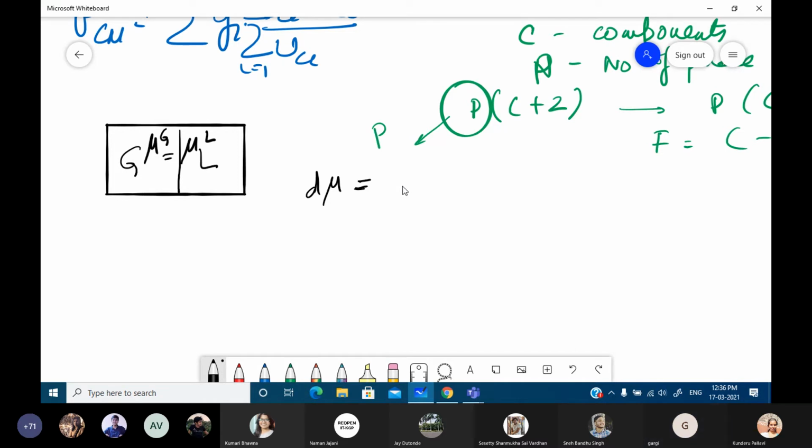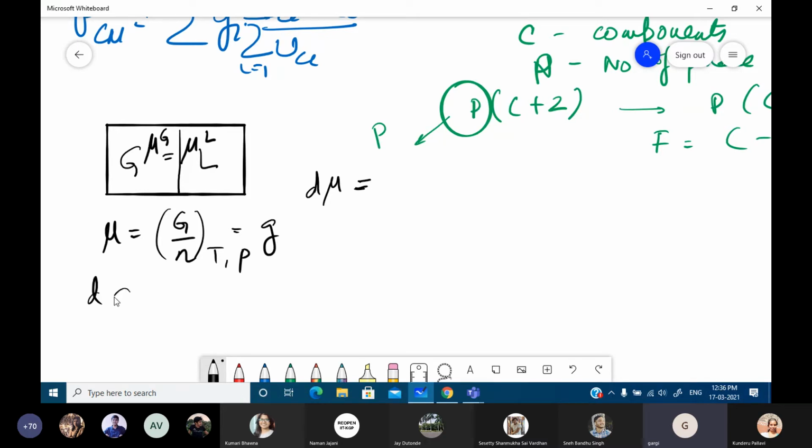Come on. What is mu equal to for a single component system? ∂G/∂N at constant T and P. One minute, this is for a mixture. For a single component system, mu is just the partial molar Gibbs free energy, isn't it? Fine. So therefore, this is nothing but equal to G.